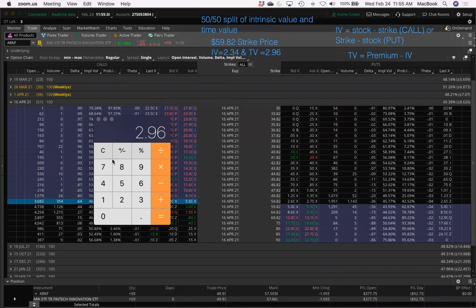So 2.34 divided by 5.3 puts you at 44%. So this is about 44% intrinsic, and this is 56% time value. So you're close to 50-50, right? It's not exact, but you're close. So let's go ahead and just take a look at the next one, right? Because obviously if we go down, we're coming closer to it.